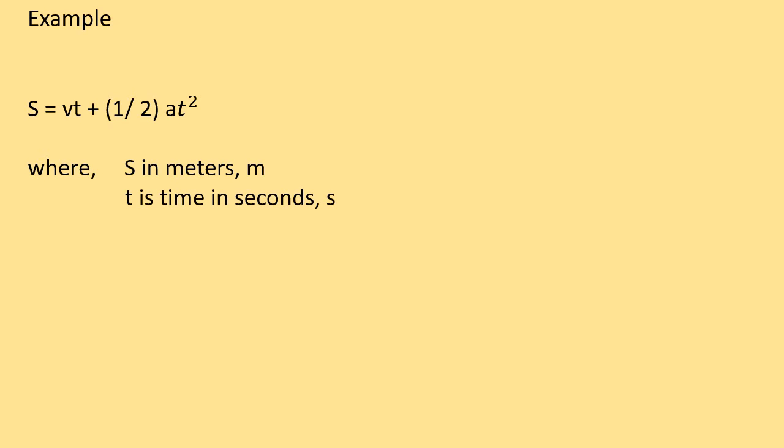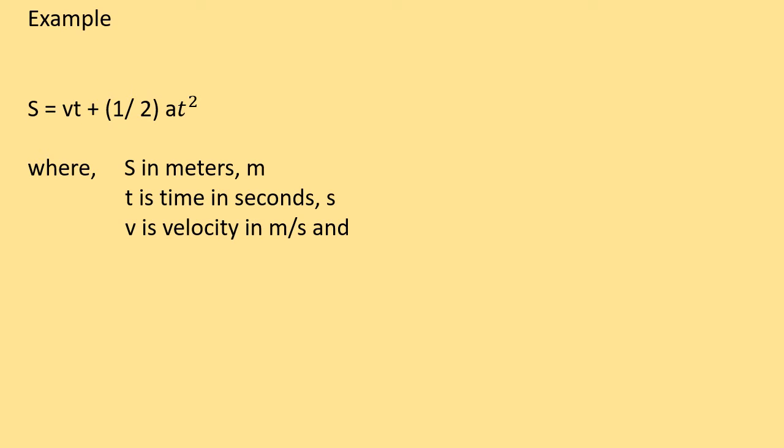In the equation s equals vt plus half at square, where in SI units s is the position in meters, t is time in seconds, v is velocity in meters per second, and a is acceleration in meters per second square. Regardless of how this equation is evaluated, it maintains its dimensional homogeneity. In the form stated, each of the three terms is expressed in meters.